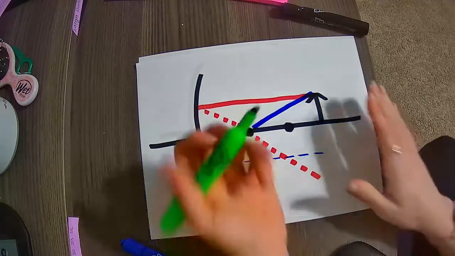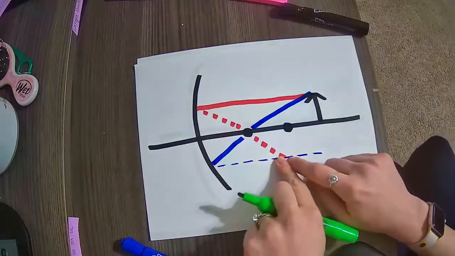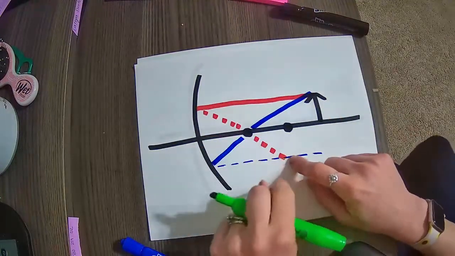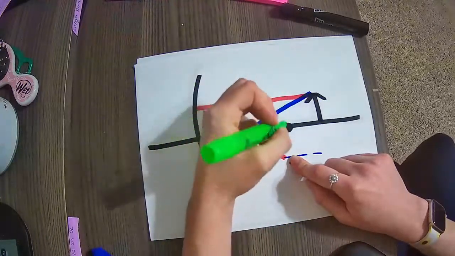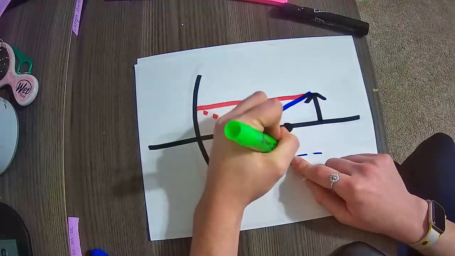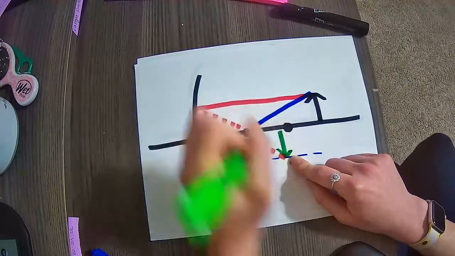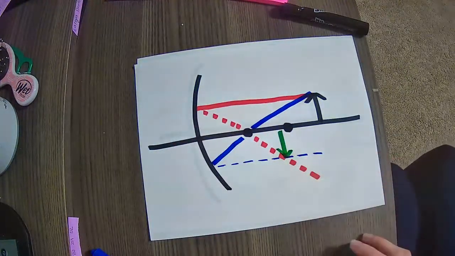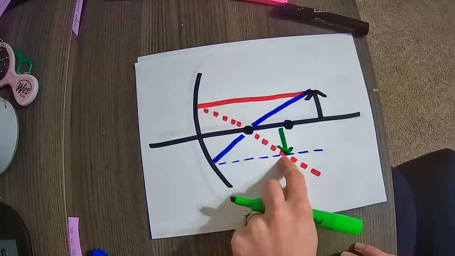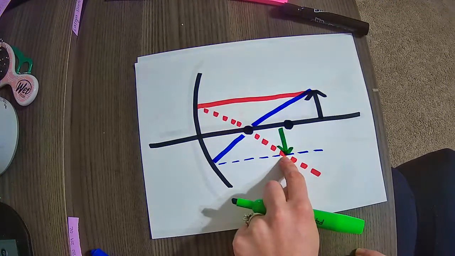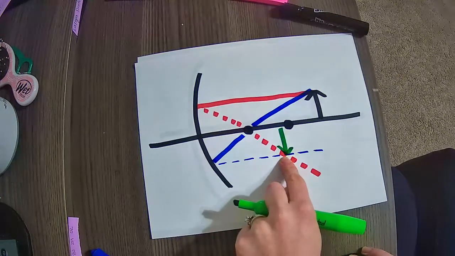But anyway, you should be able to see that there's a point where these two lines of reflection intersect. And that is going to be where our image is formed. And we're going to draw that with the arrowhead pointing at that intersection. The arrowhead is pointing at our intersection.